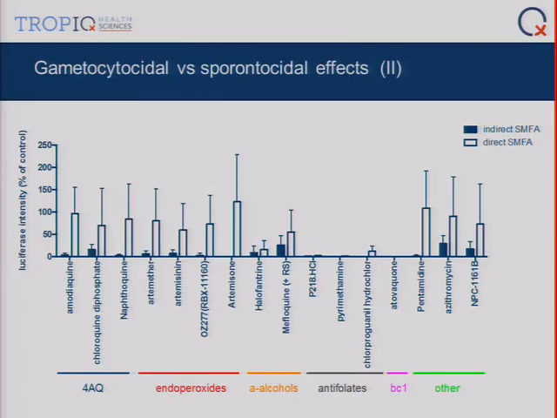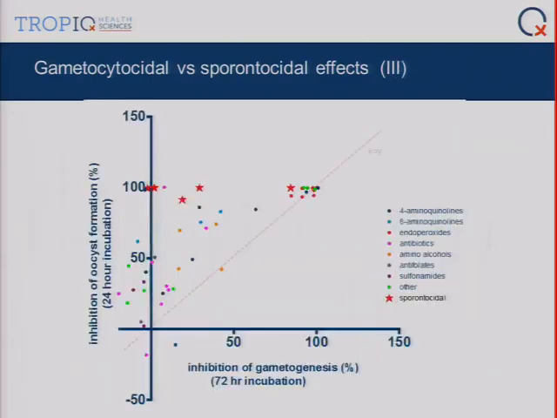And you can see that many compounds are not active in this direct mode, but there are 3 classes of compounds that are acting in the direct mode, so that might have sporontocidal activity. These are the 2 amino alcohols, the antifolates that we tested, and the single BC1 inhibitor etovercona that was tested. So we can explain the higher sensitivity in the SMFA for transmission blocking compounds partially by the fact that some of these compounds are sporontocidal and not gametocytocidal.